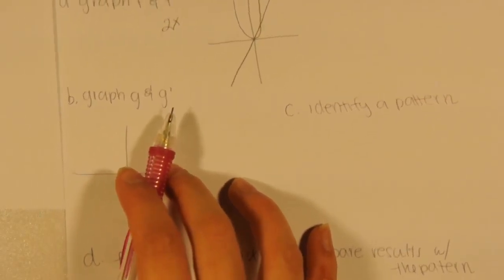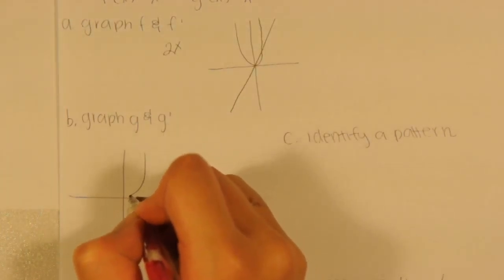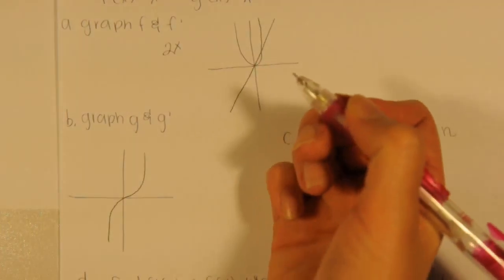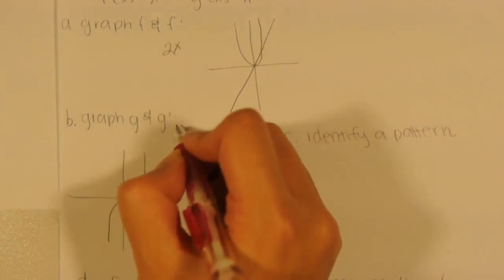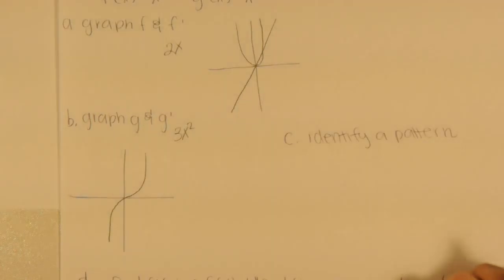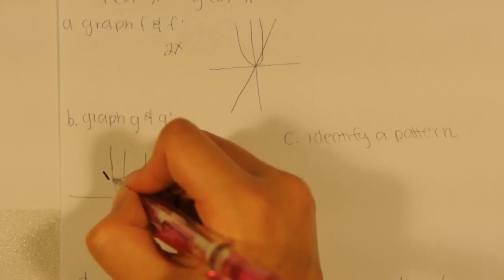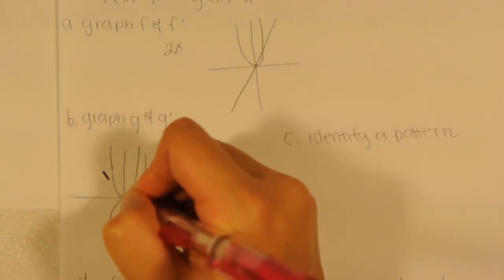And then g is x cubed, which is that. And then g prime is going to be 3x squared, which is something along these lines.